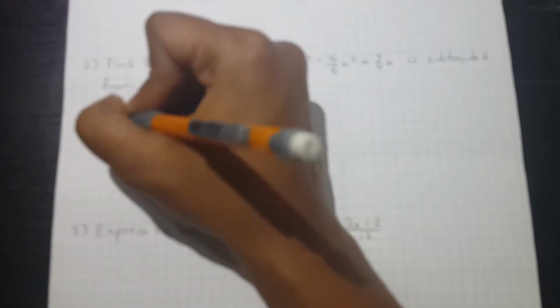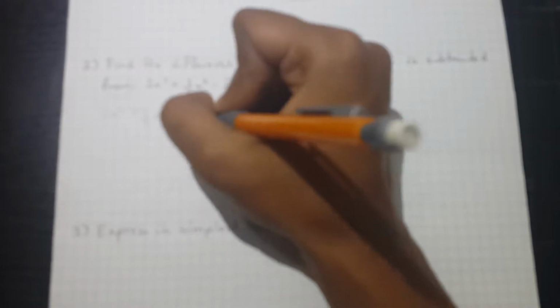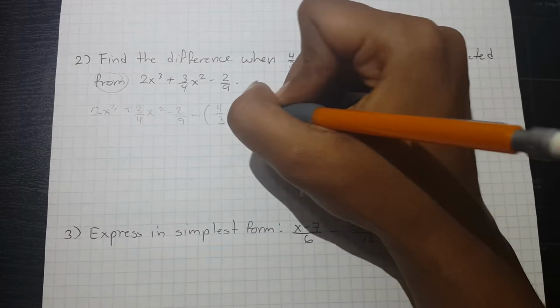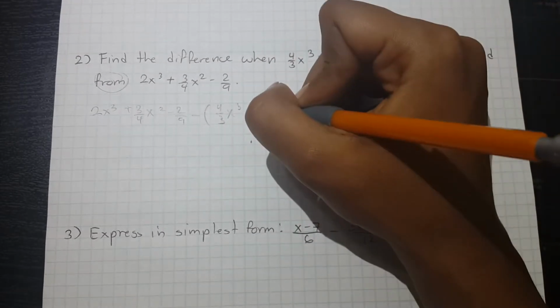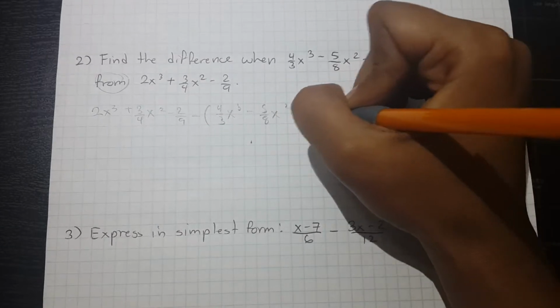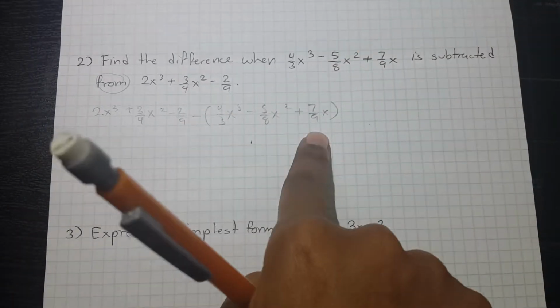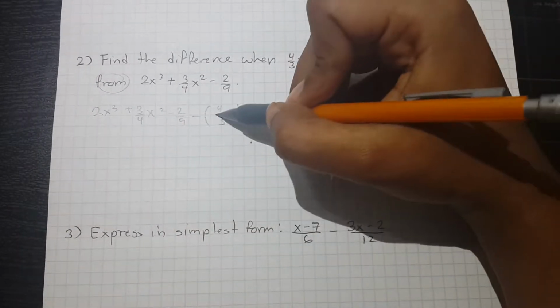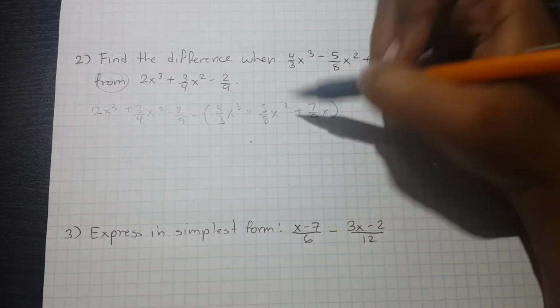So I'm just going to rewrite it out here. 2x cubed plus 3/4 x squared minus 2/9. I'm going to put the parentheses here so that we are seeing the sign change. Minus 5/8 x squared plus 7/9x. Okay, so let's distribute. This is going to change into a negative, positive, and a negative.